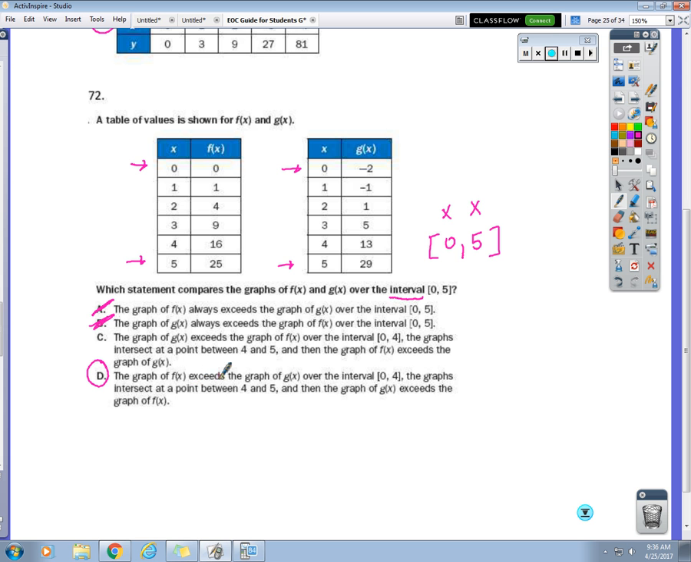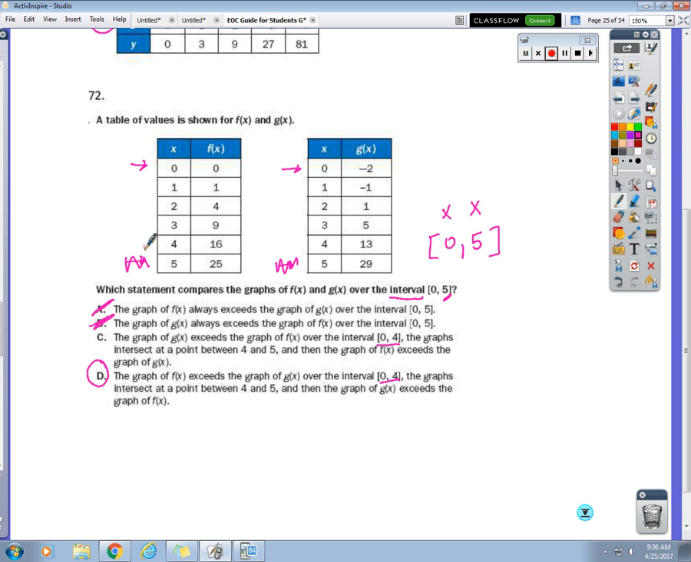But then the graph of f of x finally exceeds the graph of g of x. Oh no, the graph of f of x exceeds the graph of g of x over the interval 0 to 4. That is true. Because really, we don't care about the 5, do we? We already ruled out those and they didn't work. So we need to focus in on the interval 0, 4. Well, this one says g of x exceeds it from 0 to 4. So we're not worried about those.